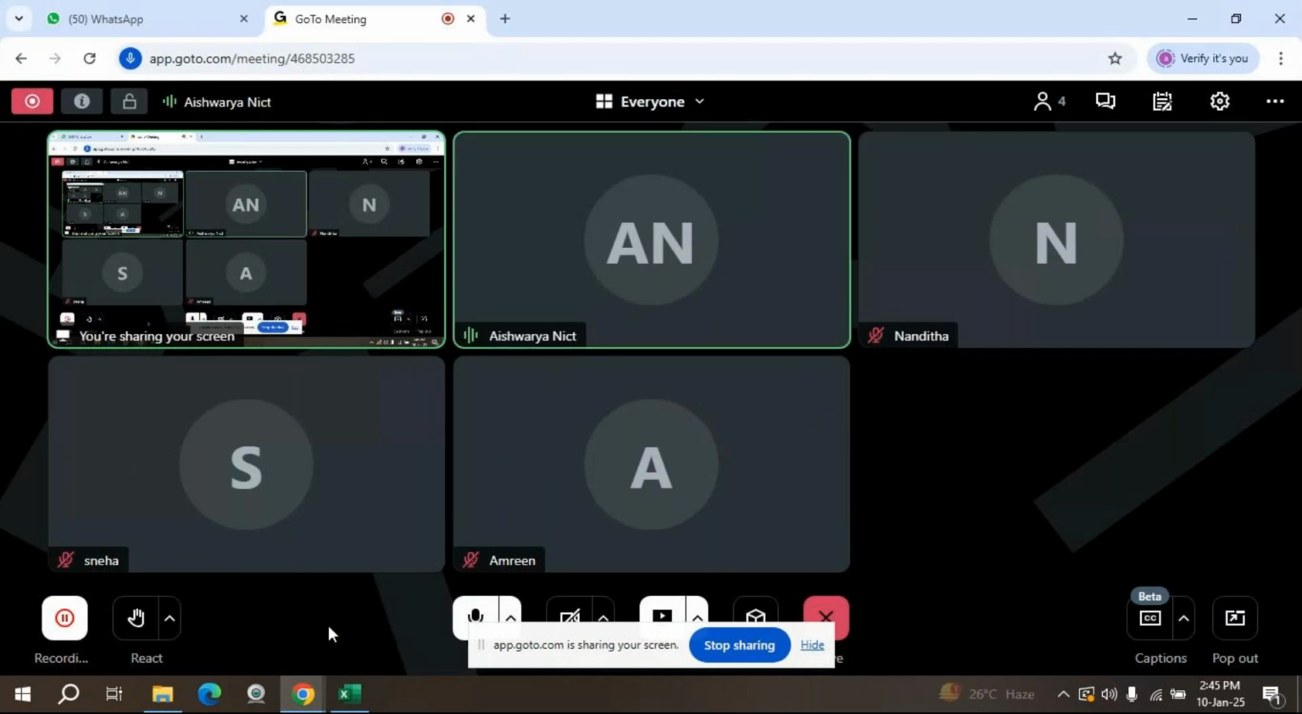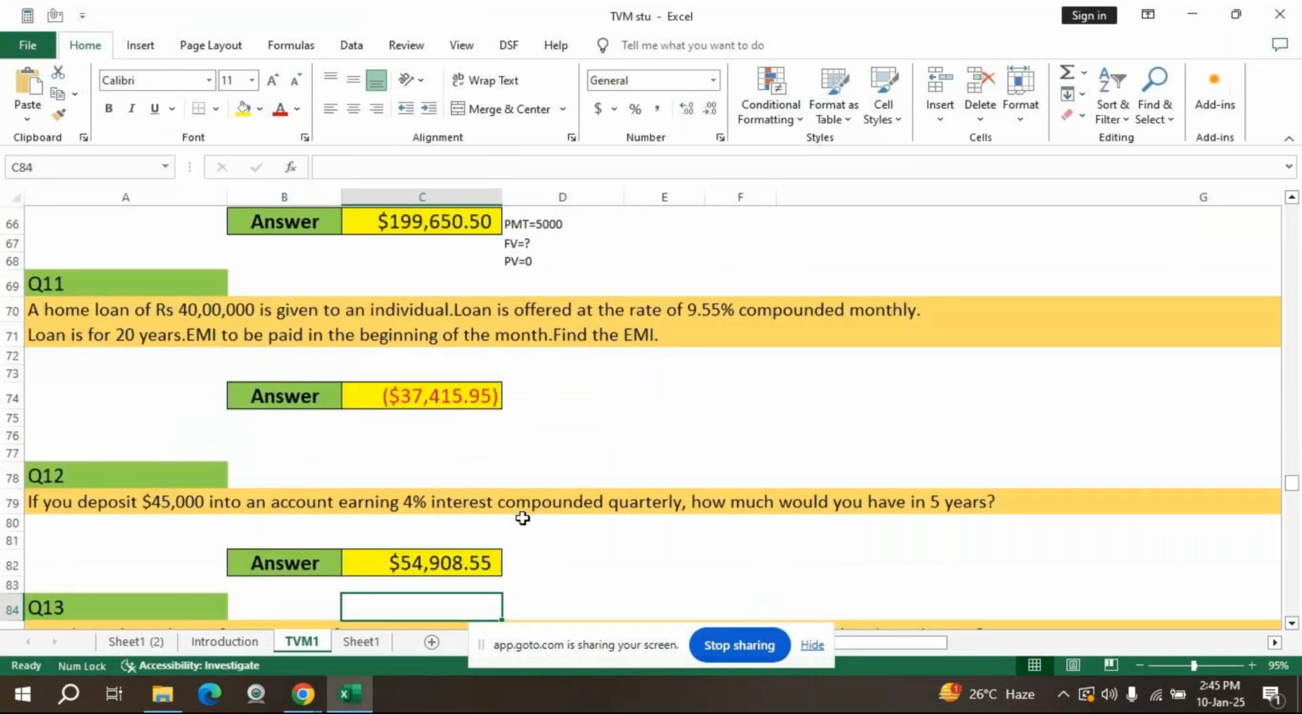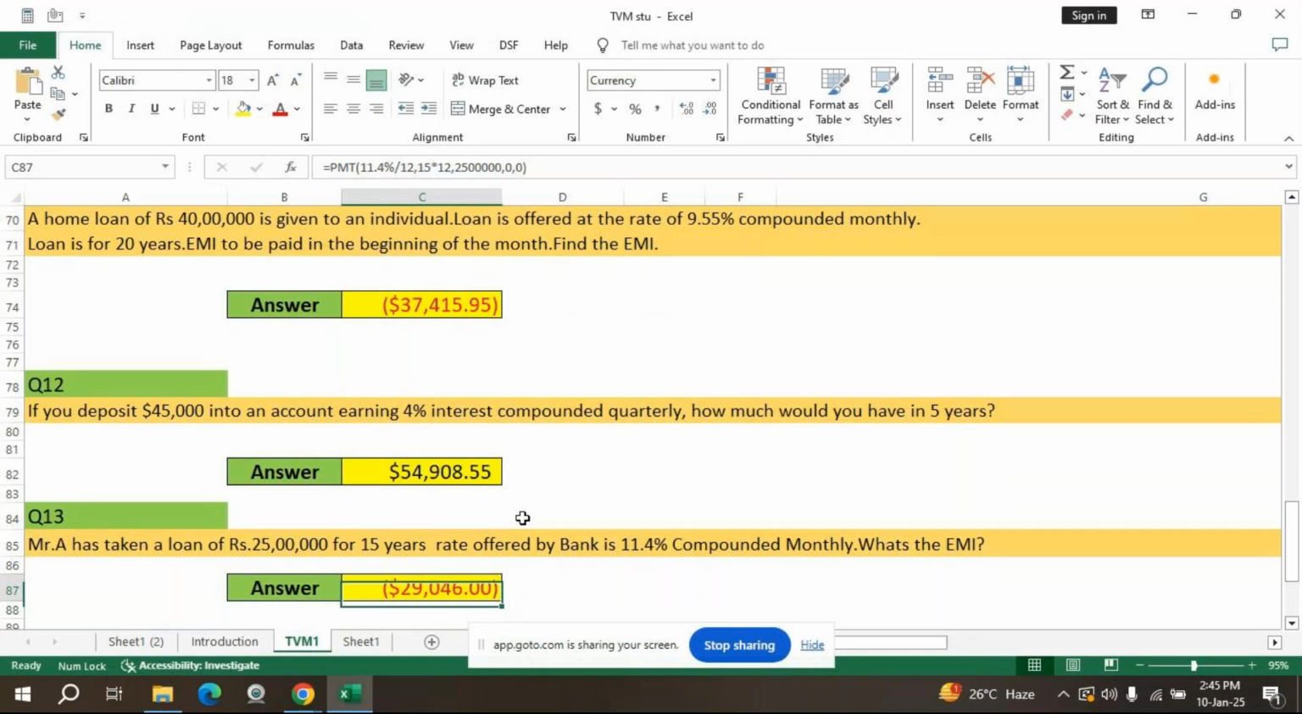Done. So then, yes ma'am, we will move on to the next one. The next one is question number 12. So if you deposit 45,000 into an account, earning 4% interest compounded quarterly, how much would you have in 5 years?